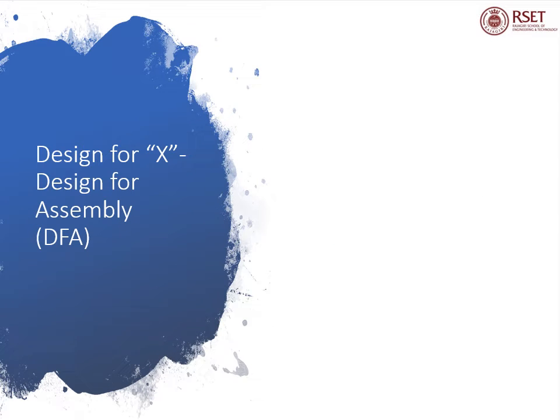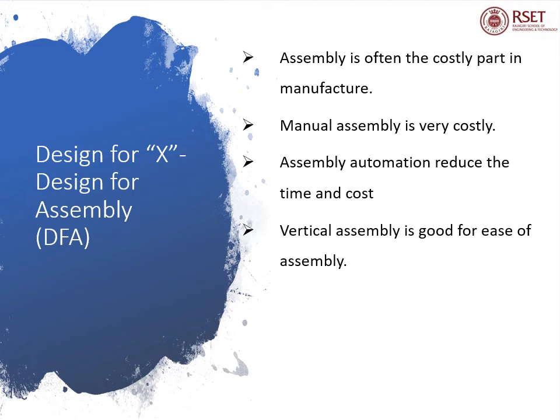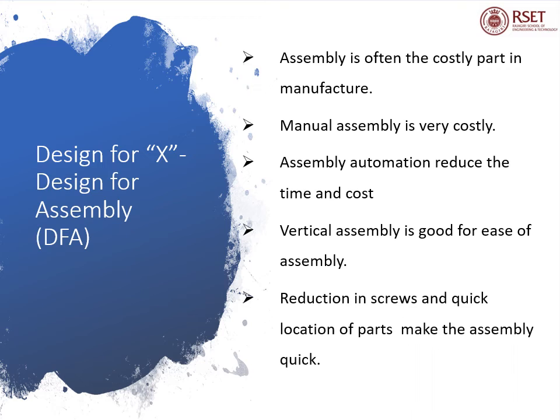Next is design for assembly. Assembly is often the costlier part in manufacture. Manual assembly is very costly. However, by designing the product suitably, many assembly operations can be automated. And assembly automation reduces the time and cost. Vertical assembly is good for the ease of assembly. Reduction in screws and quick location of parts make the assembly move fast.